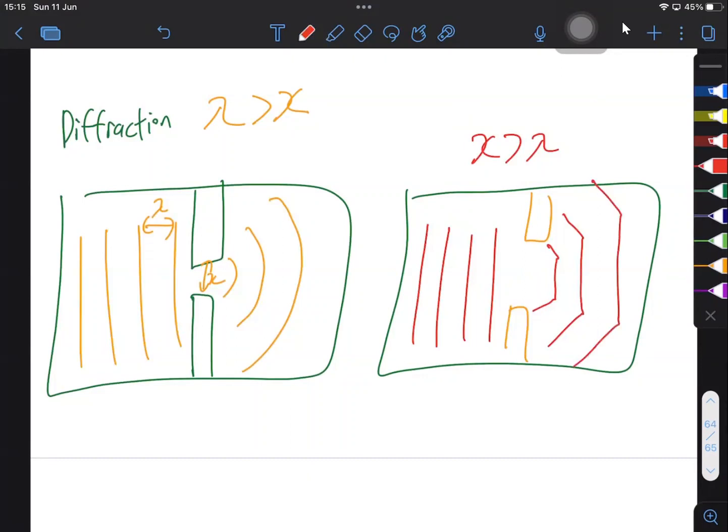Okay. These are the only two scenarios: either more diffraction or less diffraction. Nice Wi-Fi or not so nice Wi-Fi.